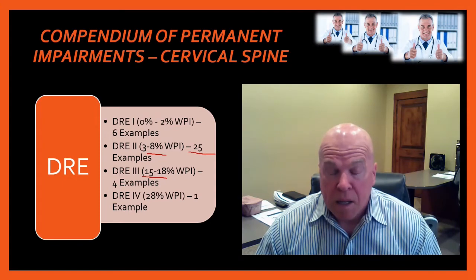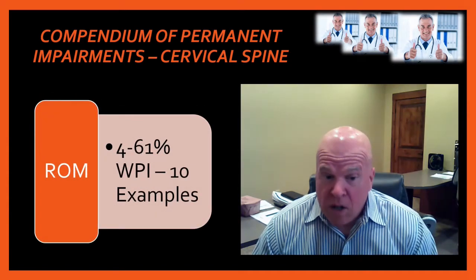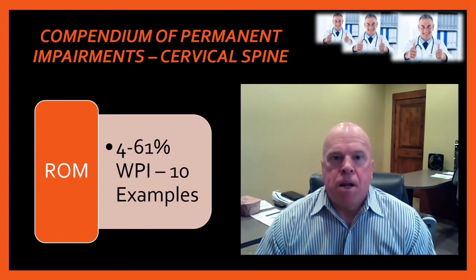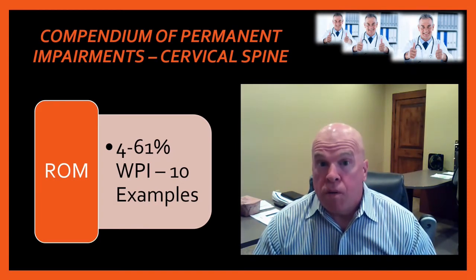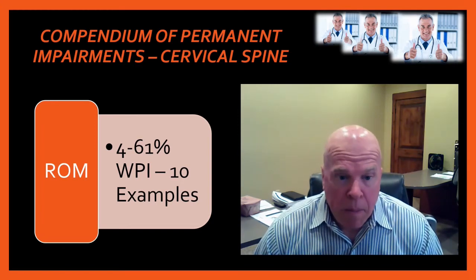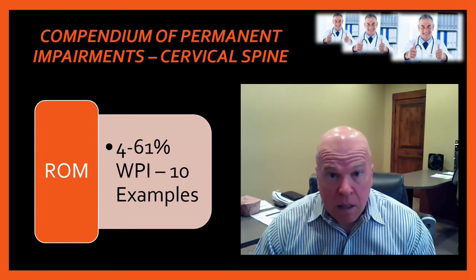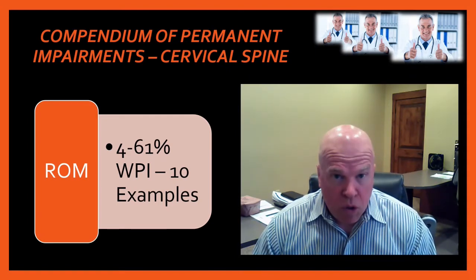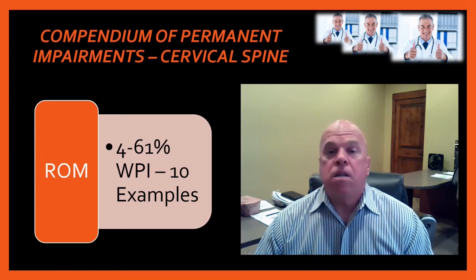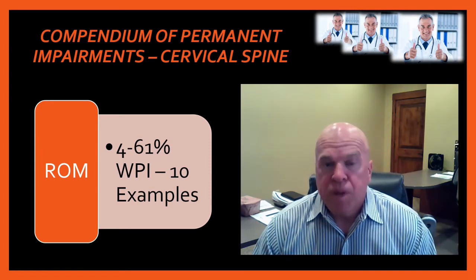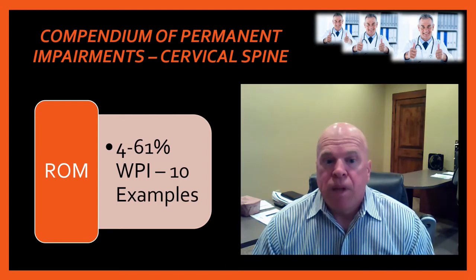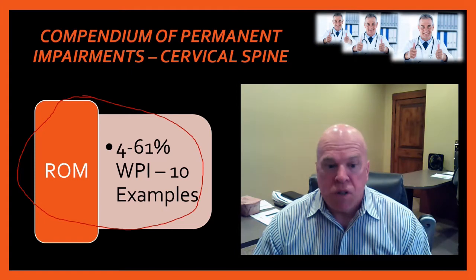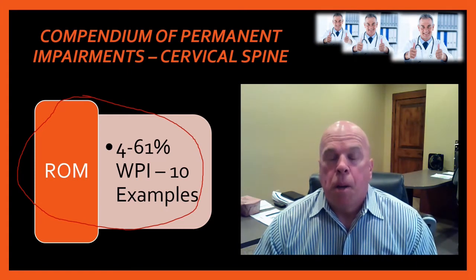cervical spine impairments. And then under the range of motion method, we have 10 examples wherein the examinee's cervical spine impairments rate anywhere from a low of 4% whole person impairment to as much as 61% whole person impairment. So you can see that range of motion impairments have the potential to exceed the impairment ratings provided for by the DRE category.